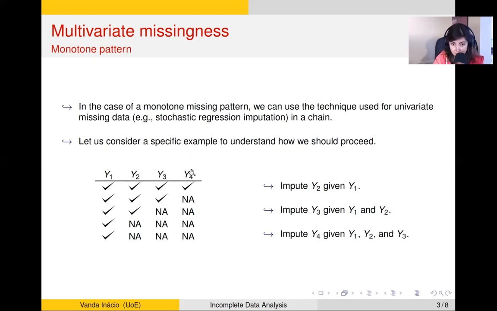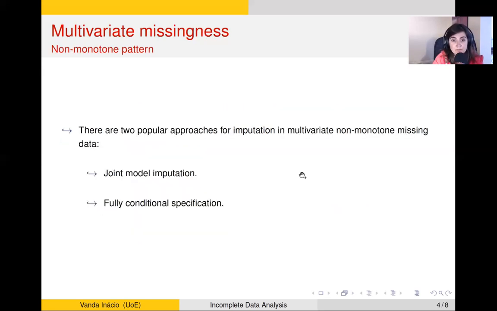Then when I'm imputing the values for y3, y3 is my response and y1 and y2 are my covariates. Similarly, when imputing the values in y4, y4 is my response and y1, y2, and y3 are my covariates. And that's it for a monotone pattern. We can use what we have learned before in a sequential manner.